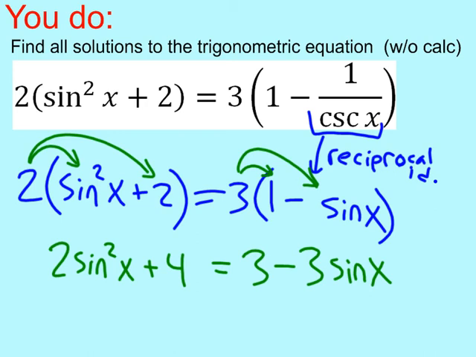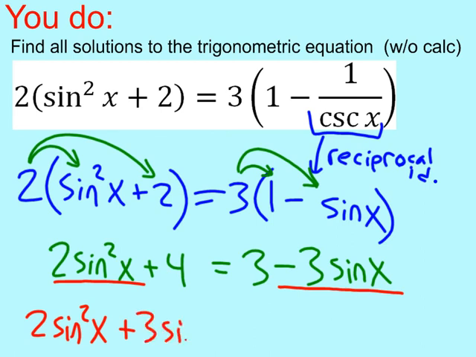And let's just do a little rearranging, and let's put it in that standard quadratic form, quadratic term first, 2 sine squared of x. We'll take the linear term, the 3 sine of x to the 1 power from the right side and move it over to the left. And remember, you're really adding it over to the left. And we'll take the plus 4 on the left and subtract the 3 on the right, and that'll give us a plus 1 here.